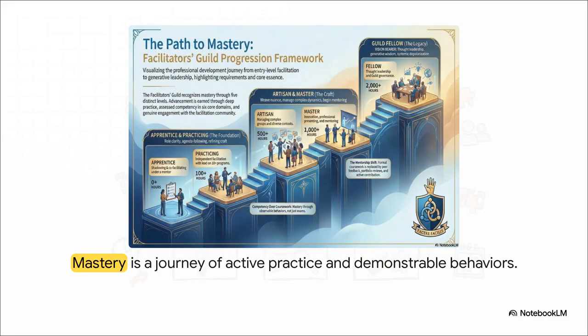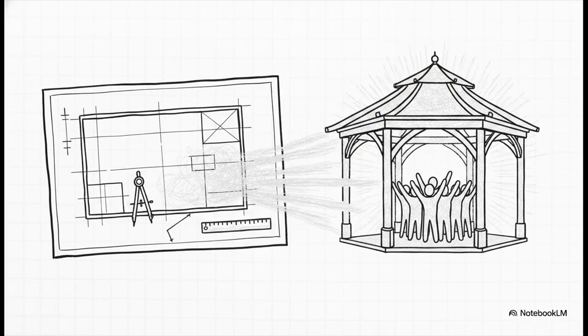This whole progression framework really reinforces that mastery is a journey of active, embodied practice. You aren't just sitting there memorizing theory. You are learning to design for the unpredictable, very emergent needs of human beings. You're stepping up from just following a strict, step-by-step recipe to literally bending the architecture of the room to serve the moment. So I'll leave you with this question.